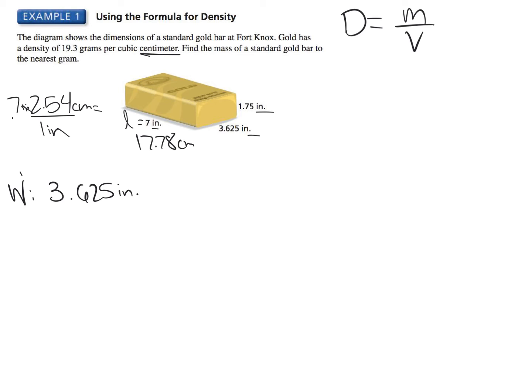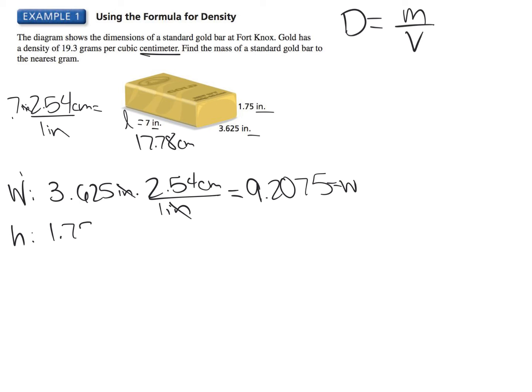3.625 inches. We need to convert that to centimeters by doing 2.54 centimeters over 1 inch. The inches cancel, and we get 9.2075 for the width. And last up is the height, and that is 1.75 inches times 2.54 centimeters over 1 inch. That's the conversion rate if you did not catch that. 4.445 centimeters is the height.